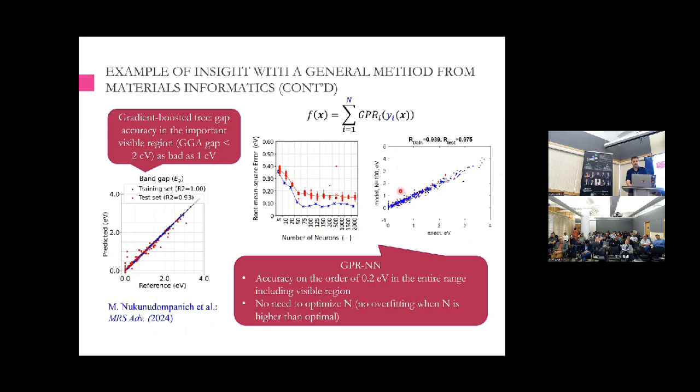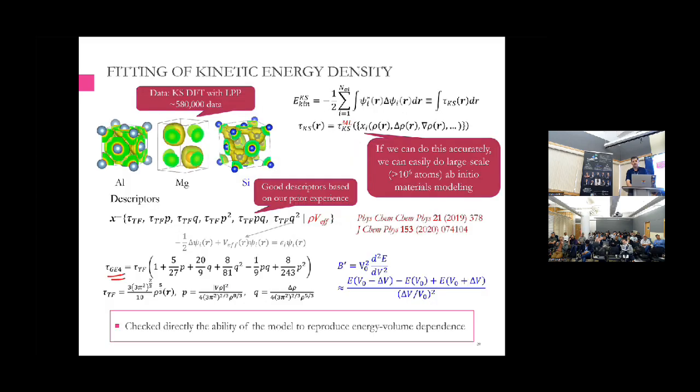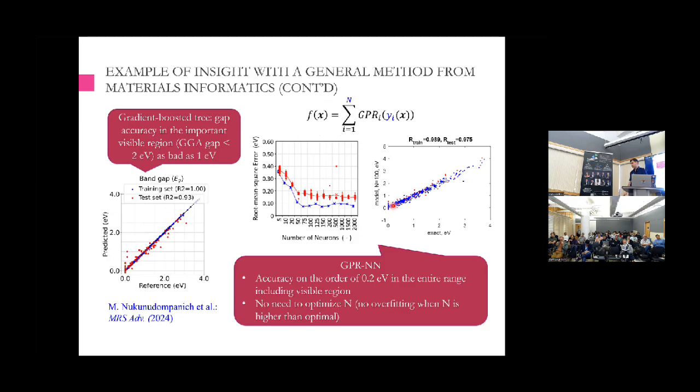I'm not showing here the example for the formation energy, because formation energy turns out to be much easier to learn. So this is very diagonal. But for the band gap, we obtain 0.2 eV or even lower on the test set.